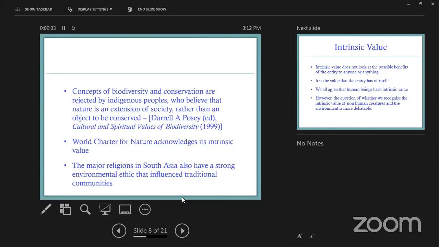Similarly, the World Charter for Nature also acknowledges the intrinsic value of biodiversity. And the major religions in our part of the world also have this strong environmental ethic, the value for life, the value that non-human life is as important as human life. And it is equally wrong to take non-human life as it is to take human life. Many of our religions teach us that.